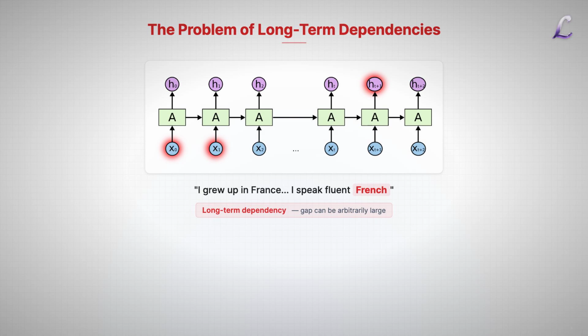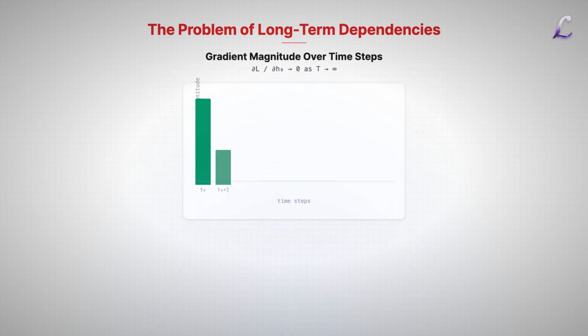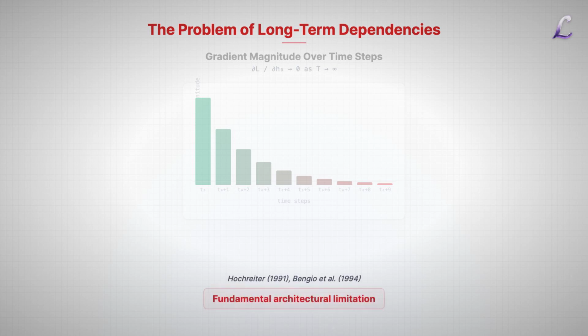Hochreiter showed in 1991, and Bengio formalized in 1994, that the gradient signal during backpropagation through time decays exponentially with the number of time steps. The core issue is the repeated multiplication by the Jacobian of the state transition. If the spectral radius of this Jacobian is less than 1, which it typically is after training with tanh nonlinearities, then gradients vanish. The network can't learn to connect distant cause and effect. This isn't a training trick problem. It's a fundamental architectural limitation.